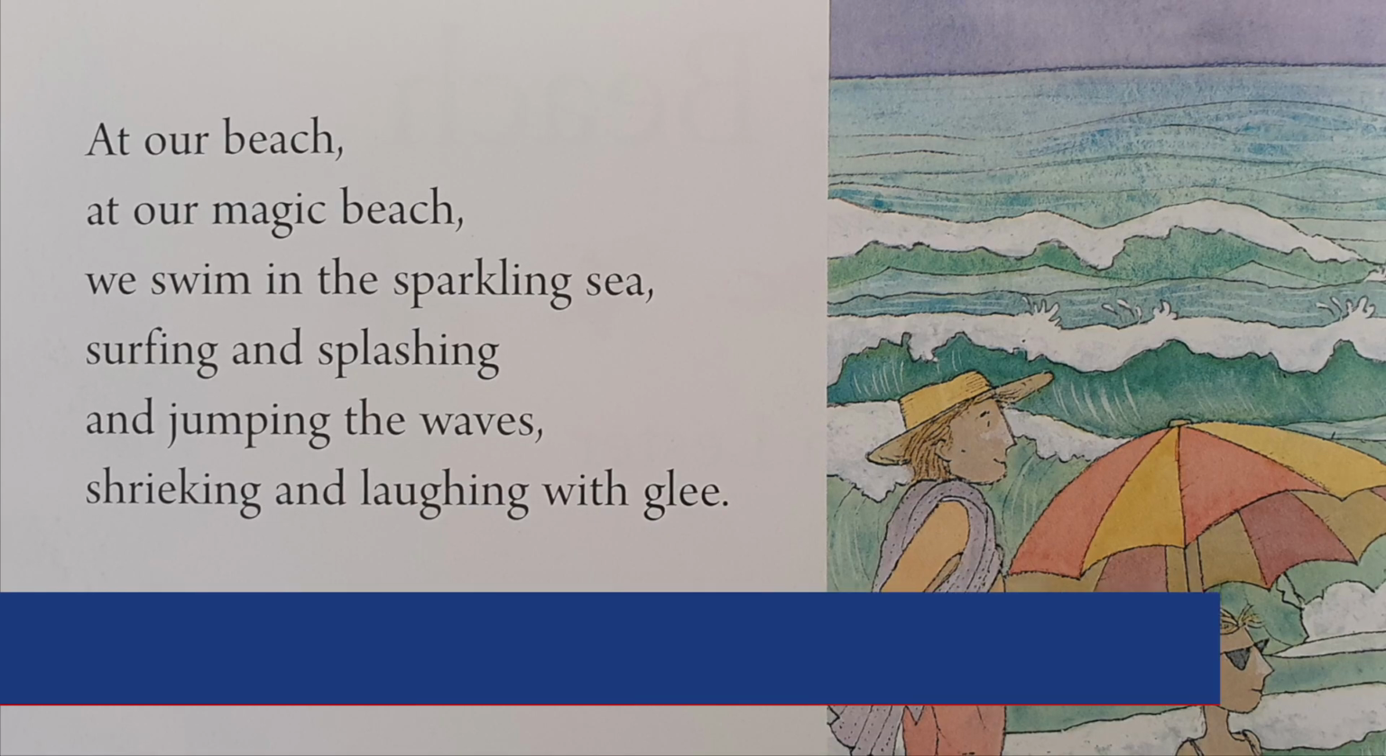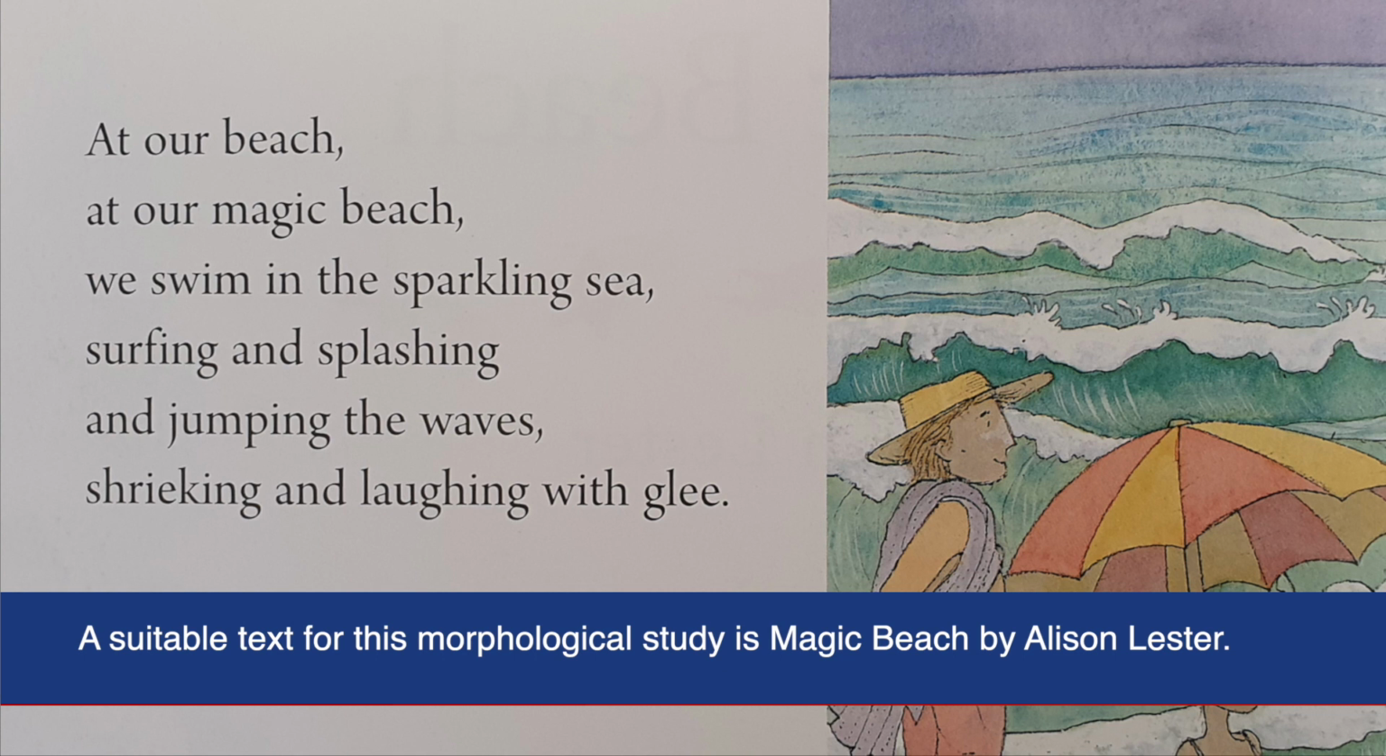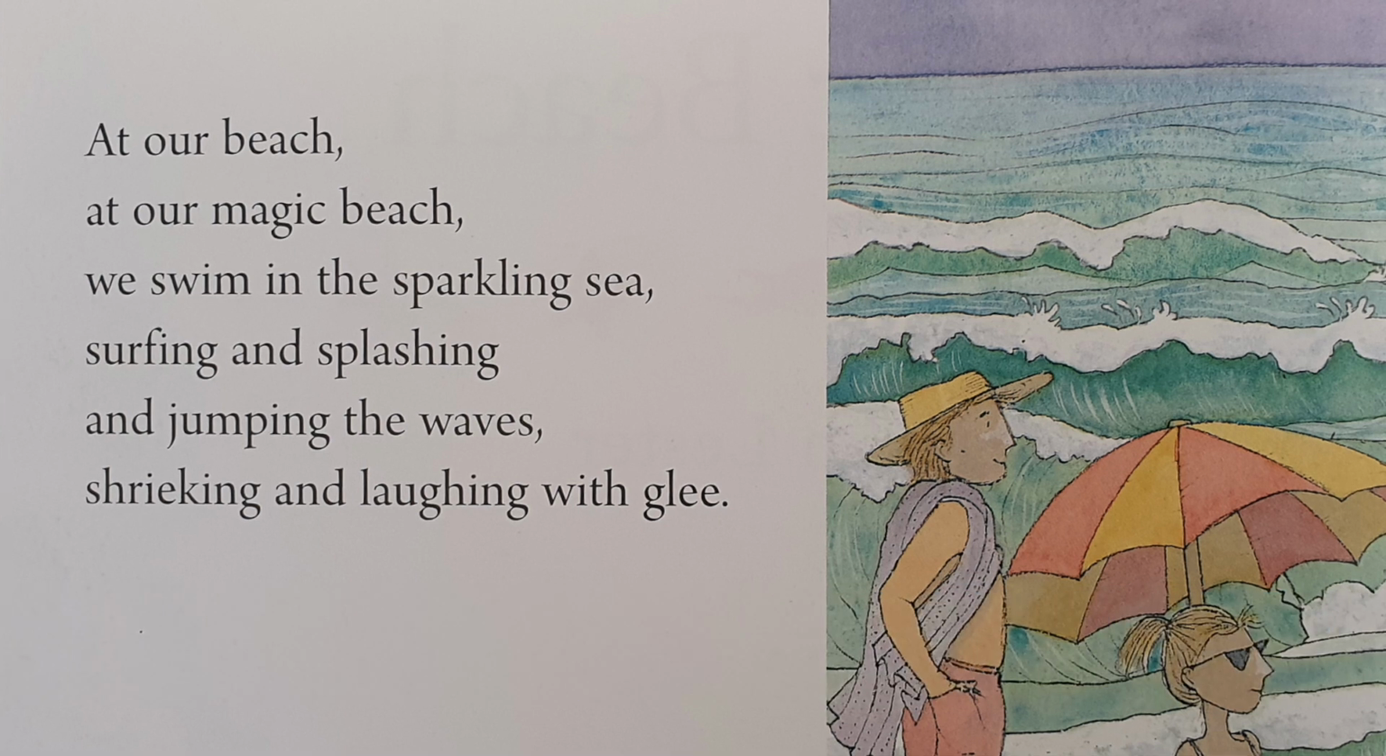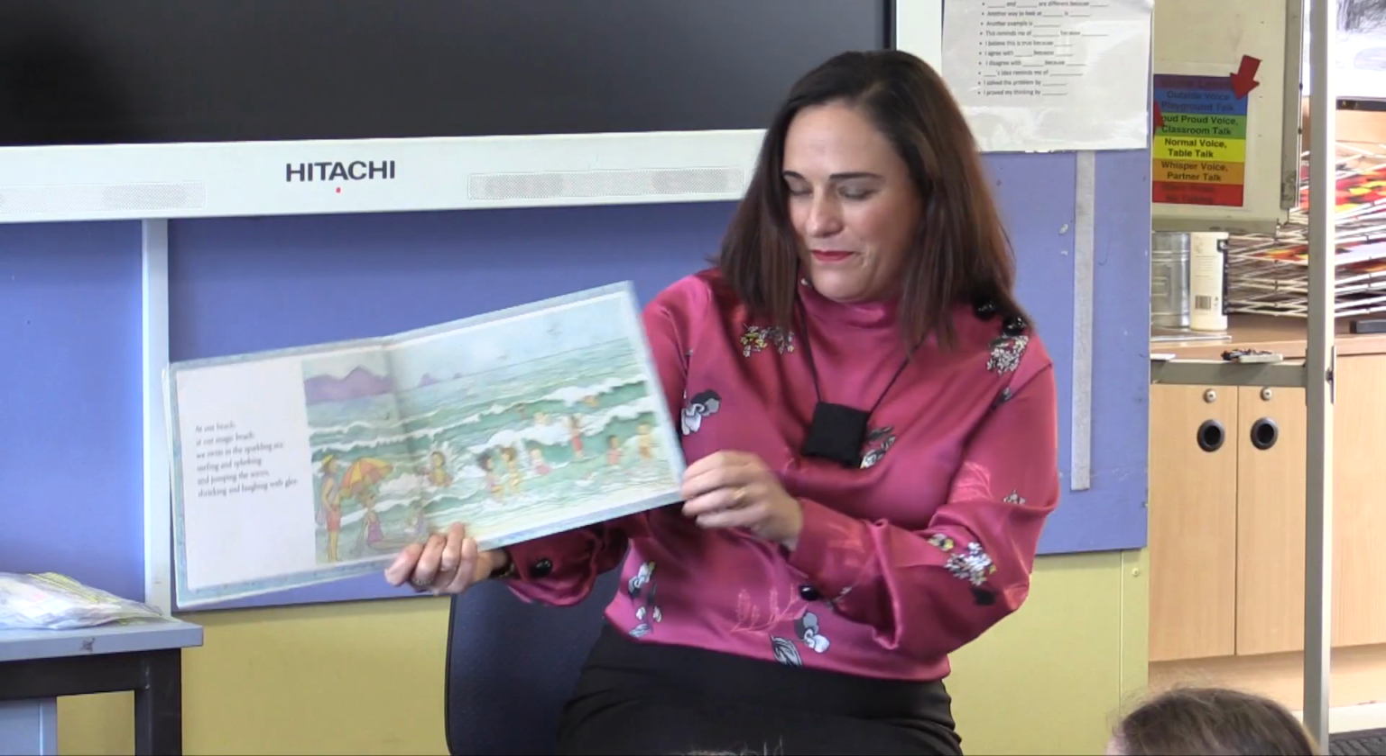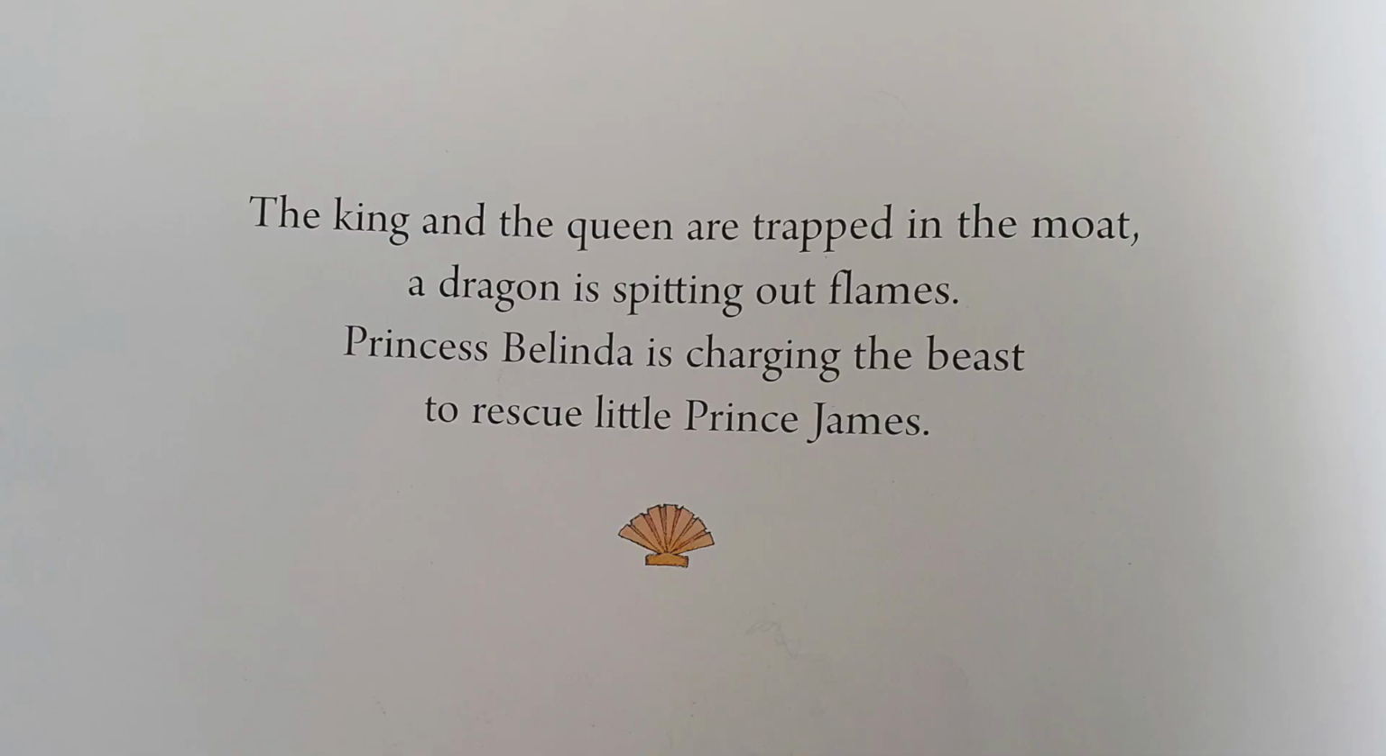At our beach, at our magic beach, we swim in the sparkling sea, surfing and splashing and jumping the waves, shrieking and laughing with glee. The king and the queen are trapped in the moat, a dragon is spitting out flames. Princess Belinda is charging the beast to rescue little Prince James.